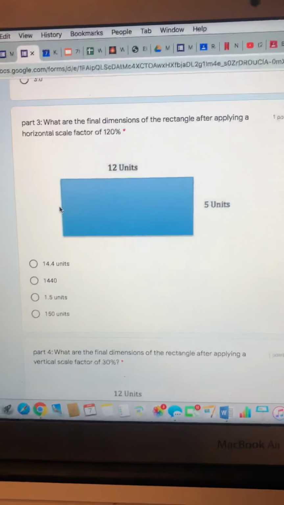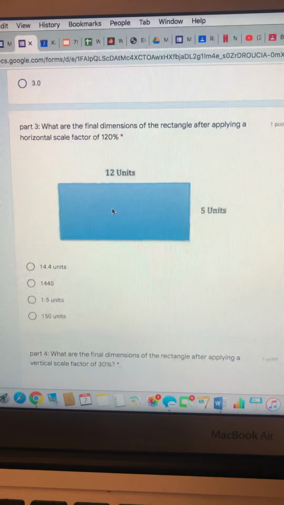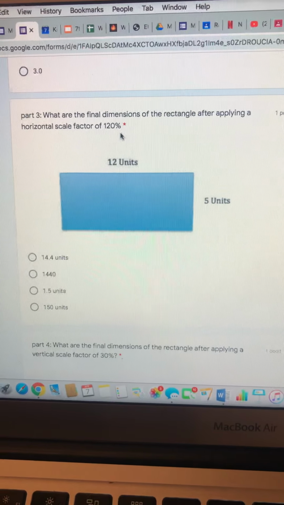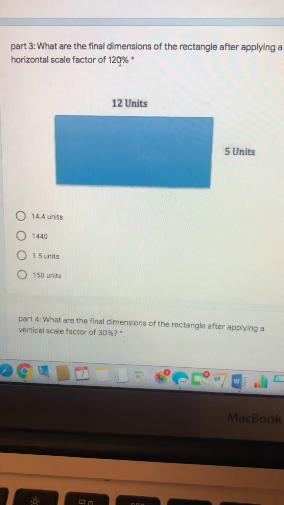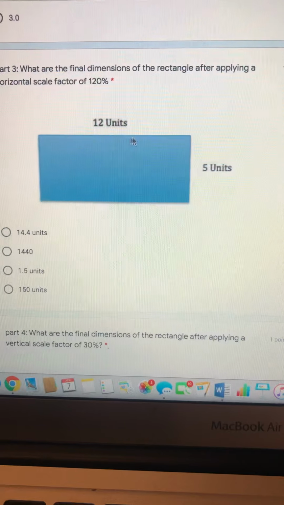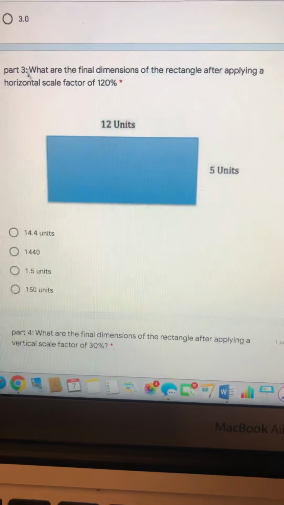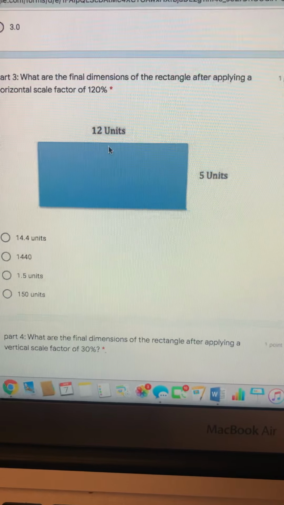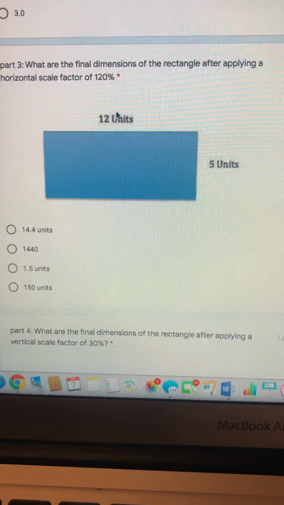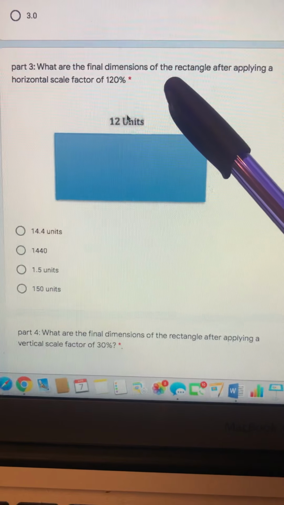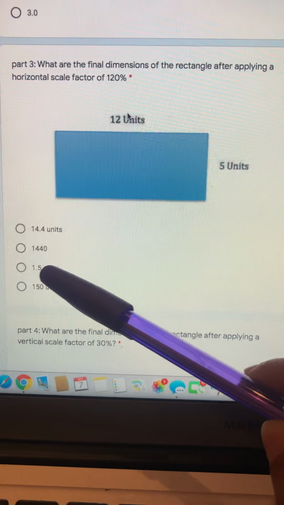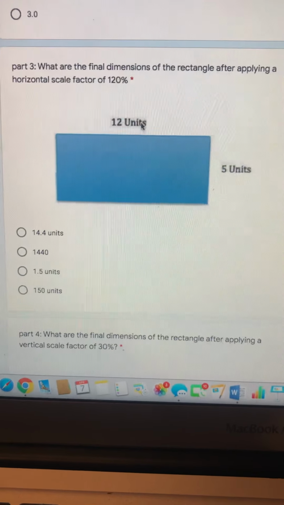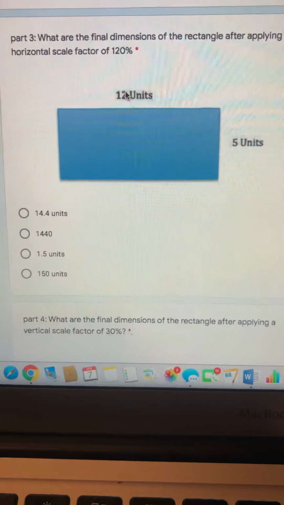Okay. So now we get to the actual problem, which is, what are the final dimensions of the rectangle after applying a horizontal scale factor of 120%? What this means is you are only looking at the horizontal side, and you are seeing, okay, if my horizontal scale factor is 120%, what would be the new length? If it's 120%, that means this is going to get bigger and not smaller. So I could go ahead and cross out 1.5 because I have a scale factor that is greater than 100%, so this is going to increase and get larger.